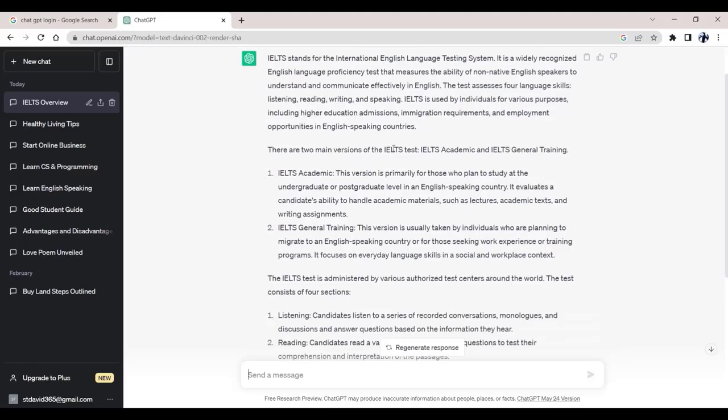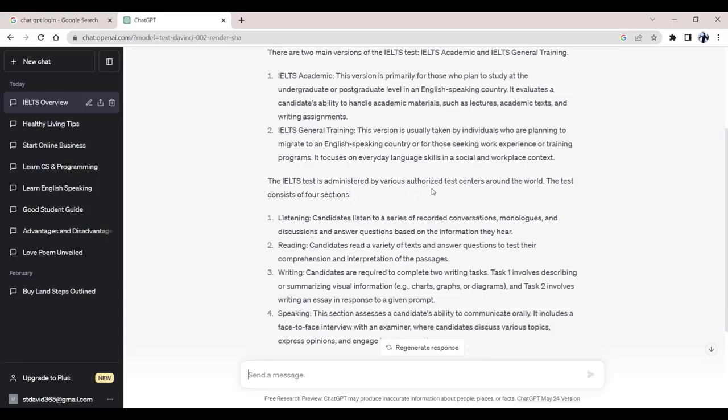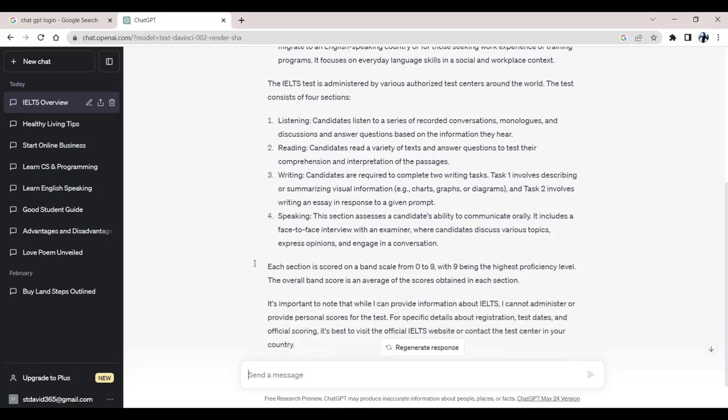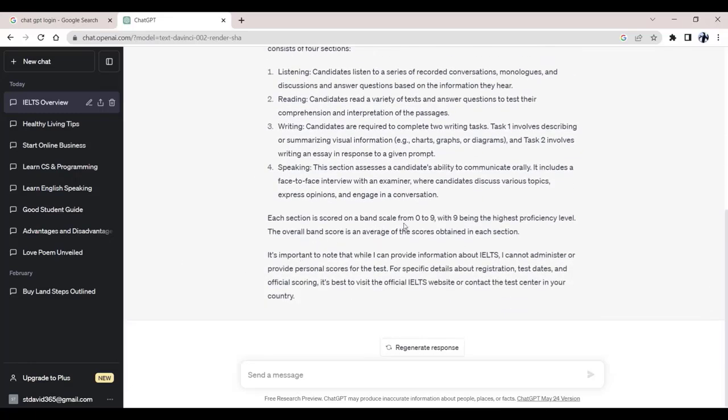There are two main versions of IELTS: IELTS Academic and General. IELTS Academic is the version for students to study, and General is the version for those planning to migrate to an English-speaking country or for employment. The test is administered by various authorized centers around the world. The test consists of four sections: listening, reading, writing, speaking, face-to-face. Each section is scored on a band of 9, with 9 being the highest level. The overall band score is the average of the scores.